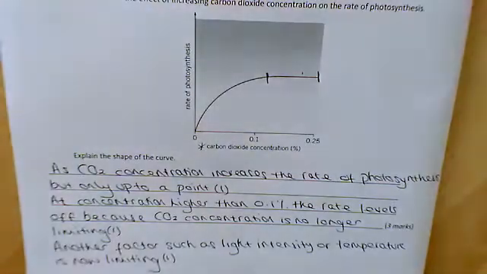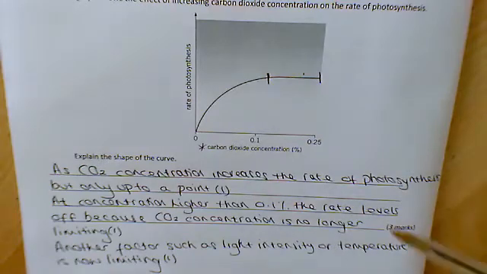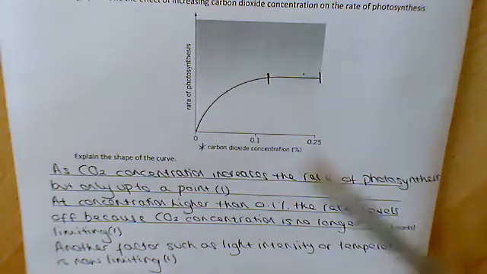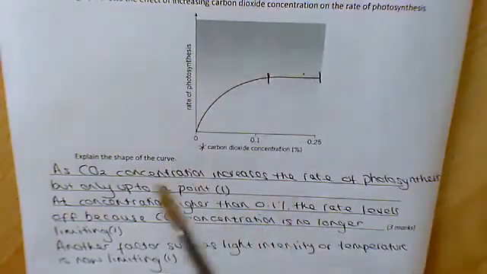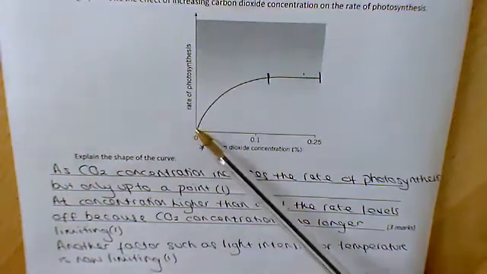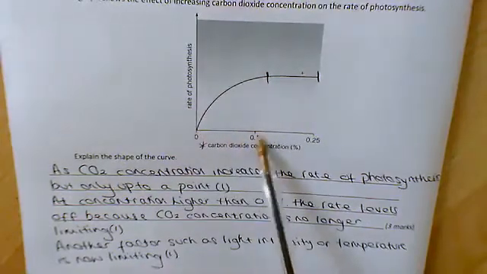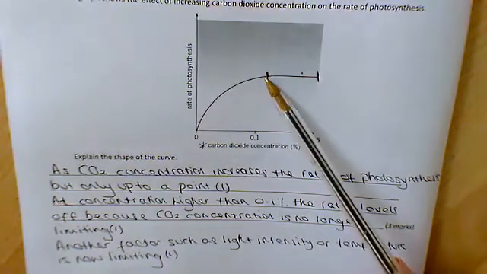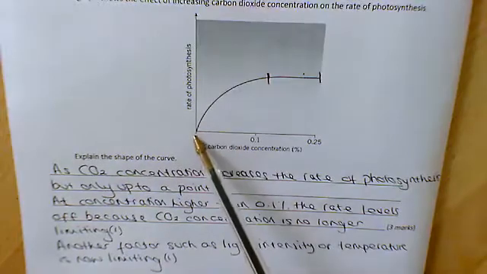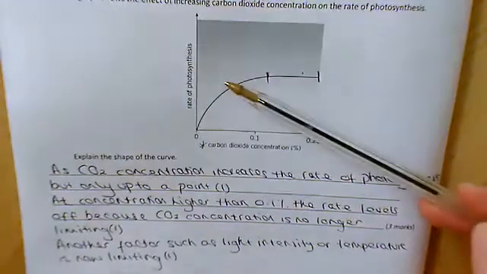Now the questions start to get a bit trickier here. For this one here, we've got to explain the shape of the curve. So it's not just about describing it, although often you do get some credit for describing it. It is about explaining why what you're describing is actually occurring. So the first thing we can say for the first stage between here and here is that as concentration of carbon dioxide increases, the rate of photosynthesis increases, but it only happens up to a point. Now, obviously, the reason that this increases is that you're providing more carbon dioxide for the reaction.